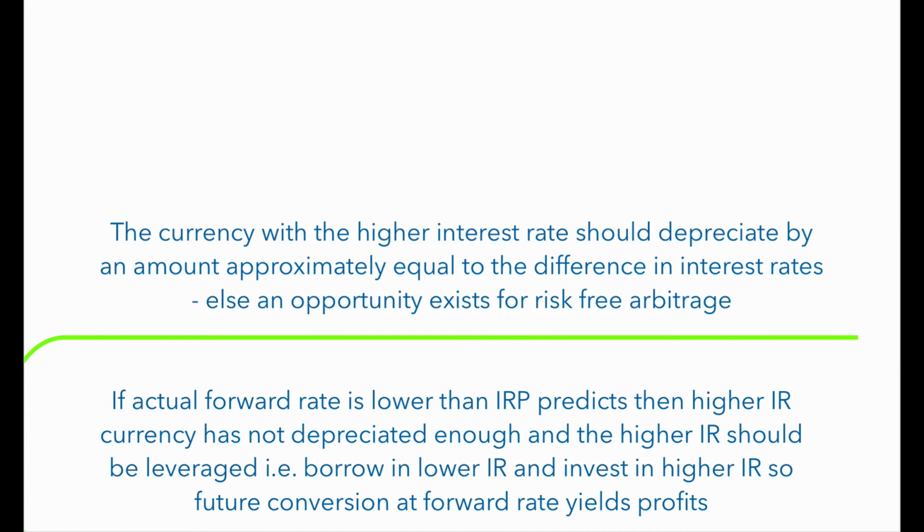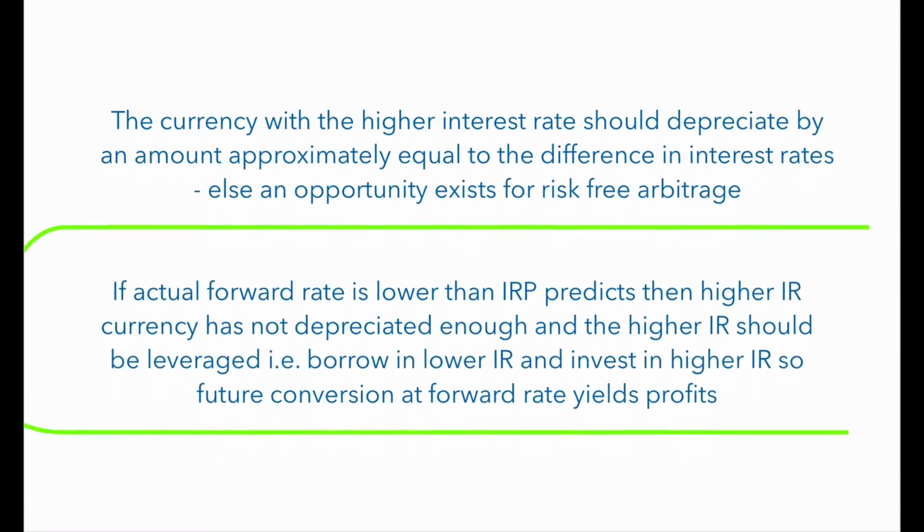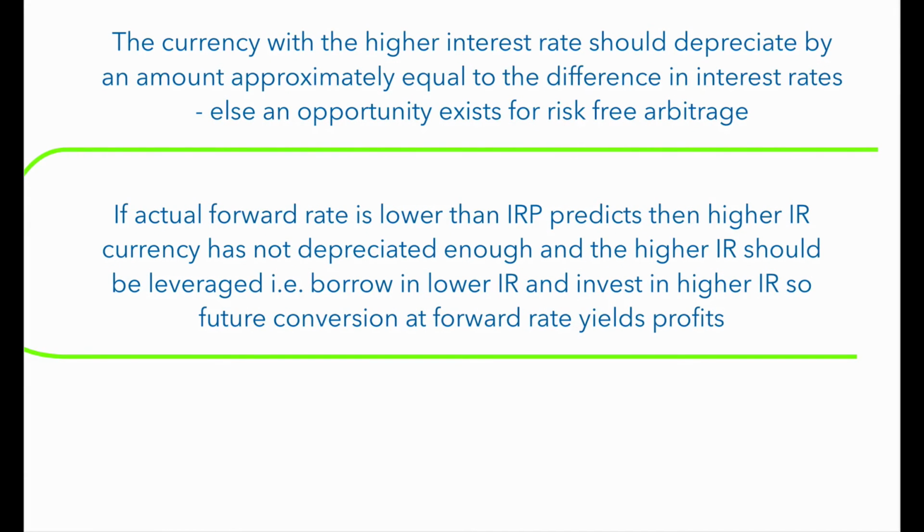Now, how we interpret this is that if the actual forward rate quoted in the market is lower than that calculated using the IRP formula, then it means that the higher interest rate currency has not depreciated enough and that the higher interest rate country should be invested in. That is, you would borrow in the lower interest rate currency and invest it in the higher interest rate so that future conversion at the available forward rate will yield profits.